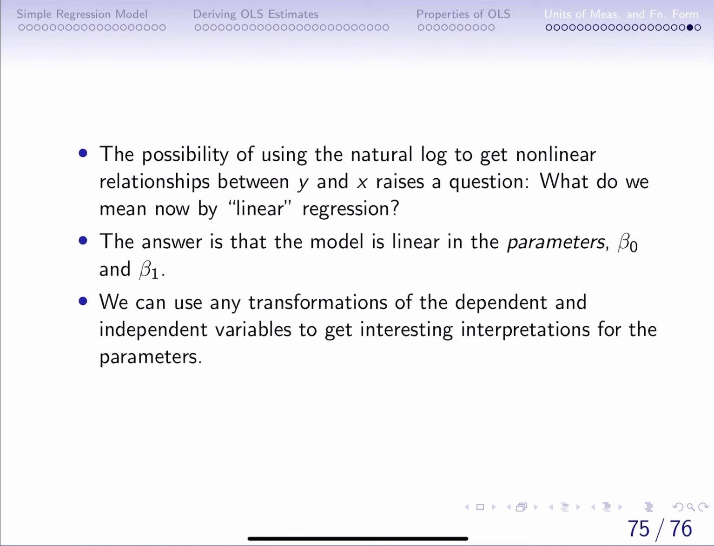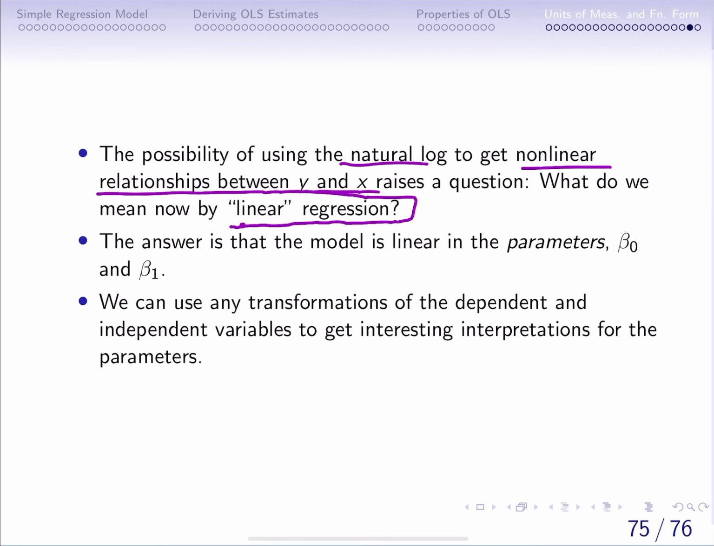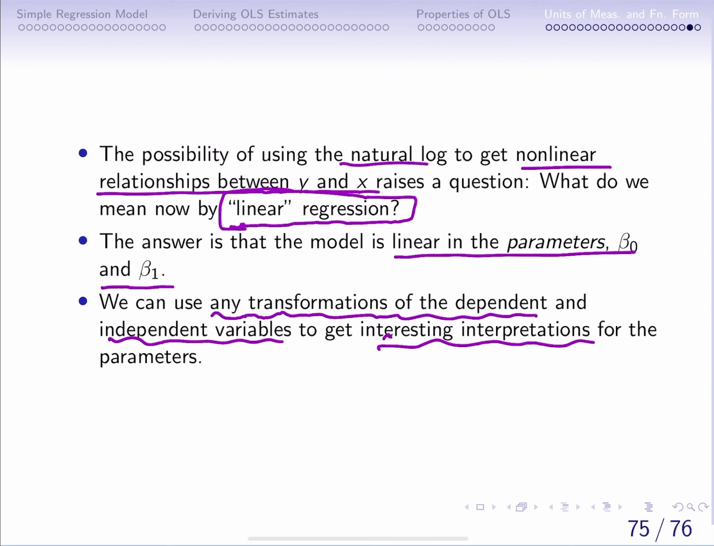So we can use natural logs to get some sort of nonlinear relationships between Y and X, okay? Remember that we are still running a linear regression. And when we say linear regression, we mean that our model is linear in the parameters. That means when we write out the expressions for beta naught and beta 1, they are linear functions of X and Y, okay? And so what we've seen here is that we can use any transformations of the dependent and independent variables to get interesting interpretations for these parameters or estimates, okay?